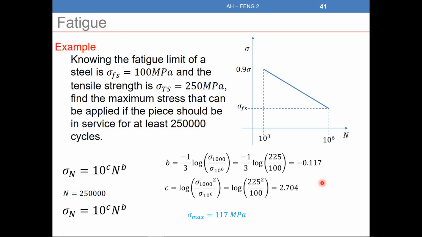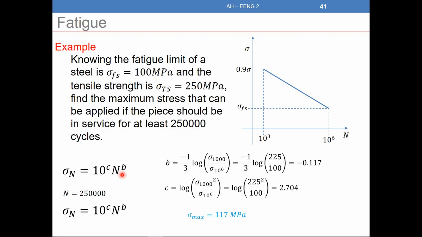Now this is an example, knowing the fatigue limit of steel. So for steel we have sigma fs is 100 megapascal, the tensile strength is 250 megapascal. Find the maximum stress that can be applied if the piece should be in service for at least 250,000 cycles. So that's the question here. We need the maximum stress, the amplitude of the alternating stress, that can be applied if I want the piece to be in service for at least 250,000 cycles.